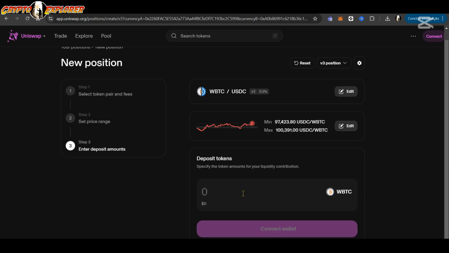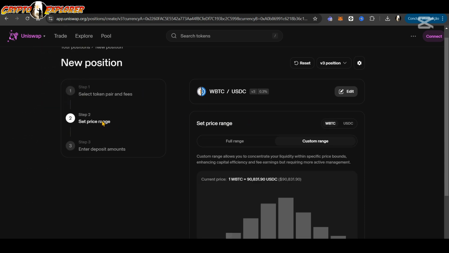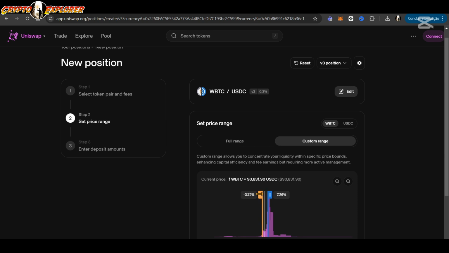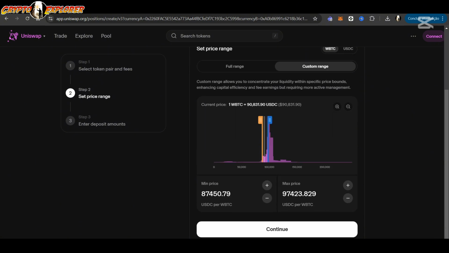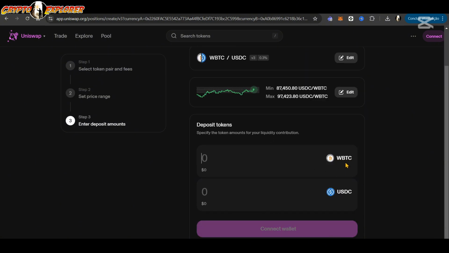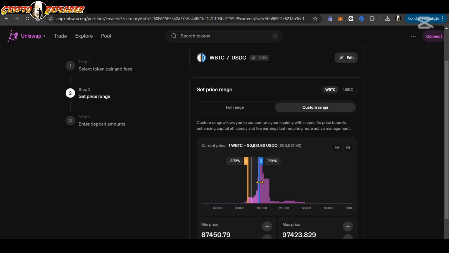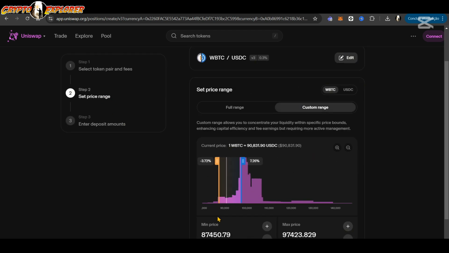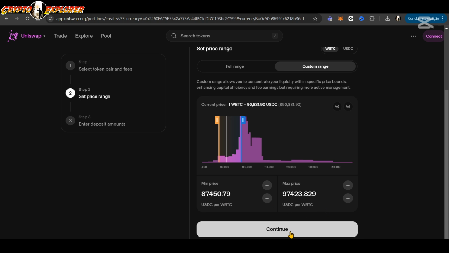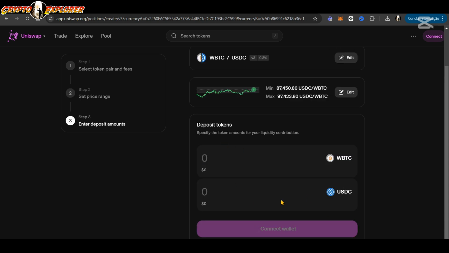You see, it only prompts me to input Bitcoin because I selected the price range which is above the current price. If I go with a wider distribution, now you see the white line is in between my range. If I click continue, now they're asking me for Bitcoin and USDC because of that. And depending on how your liquidity is being distributed around the current white line, the current price, that will determine how much Bitcoin and how much USDC you'll have to input in the next step.